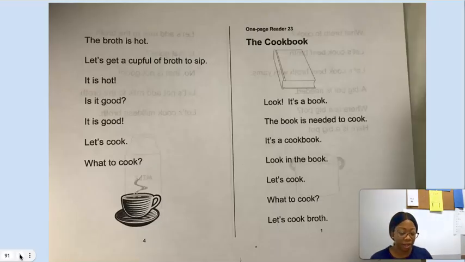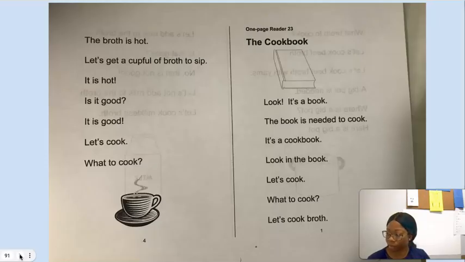The broth is hot. Let's get a cupful of broth to sip. The broth is hot. Let's get a cupful of broth to sip. It is hot. Is it good? It is good. Let's cook. What to cook? Go ahead and read.